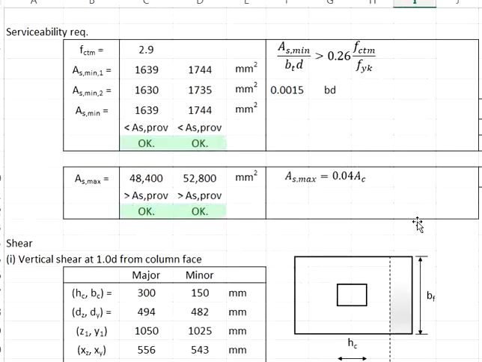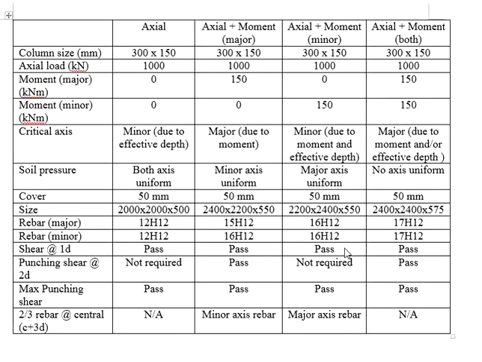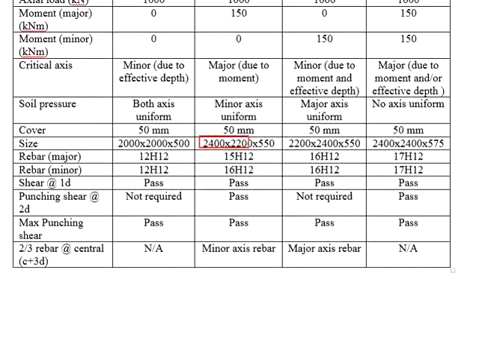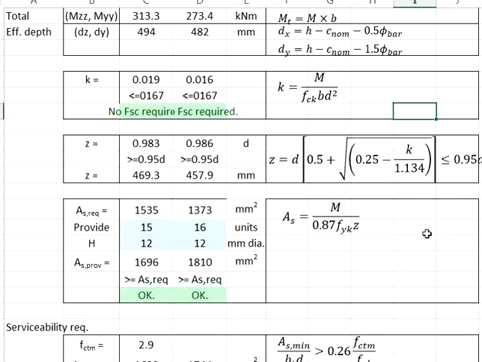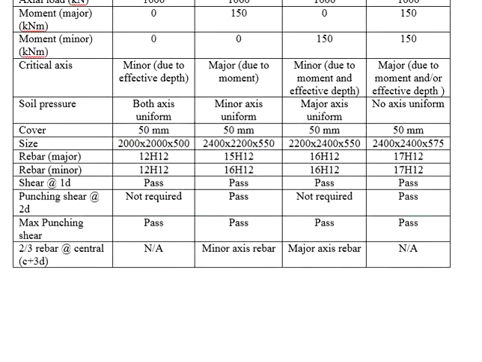Personally, I would not recommend that. The main reason is due to the different width of the pad footing in the major and the minor axis. If possible, you design the moment resistance for both axes. This can be seen from this example here. The more critical side would be in the major axis.